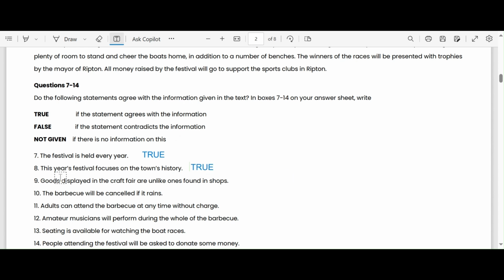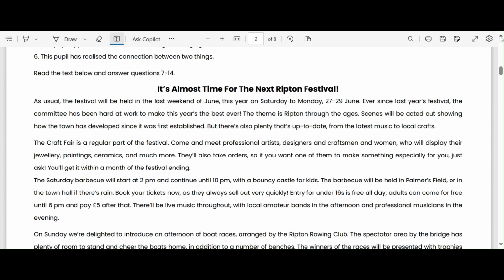Let's move to the third question, guys. The goods displayed in the craft fair are unlike those found in shops. So what will be its negative? Unlike, so its positive, its opposite, will be like. So if we see that the goods displayed in the craft fair are like ones found in shops, that means it will be false. If it does not say anything like or unlike, that will fall into the not given category.